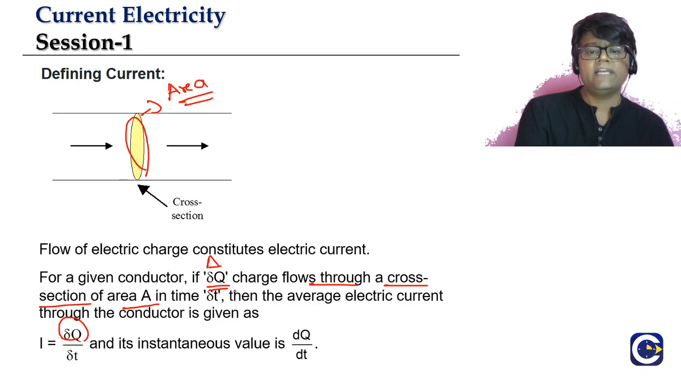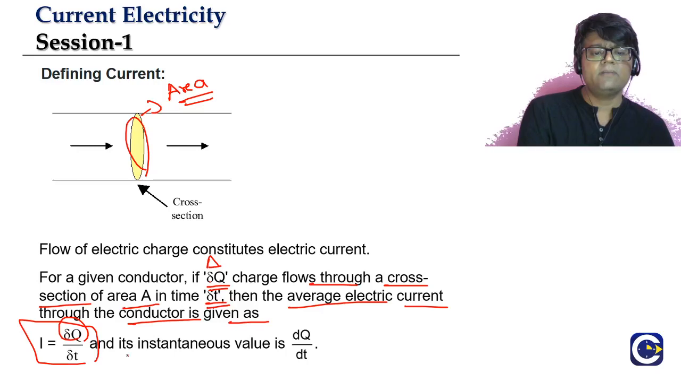So if we have delta Q charge flowing through a cross section area A in the time delta T, then the average electric current through the conductor is given by what? The average current value will be given by what, guys?